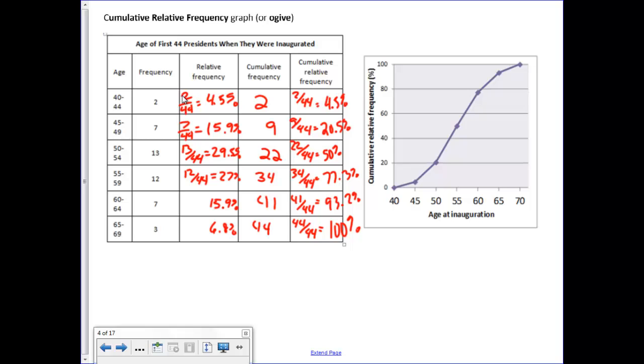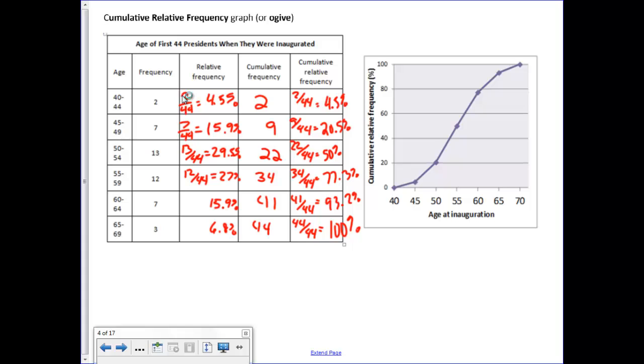So between 40 and 44 years old, we're at like 4.5%. And if we keep building on this, now between 45 and 49, we are now up to about 20.5%. And then with the next age category, we are now up to 50%. And it just builds until you get to 100%. What does this give you? This would give you your percentile.